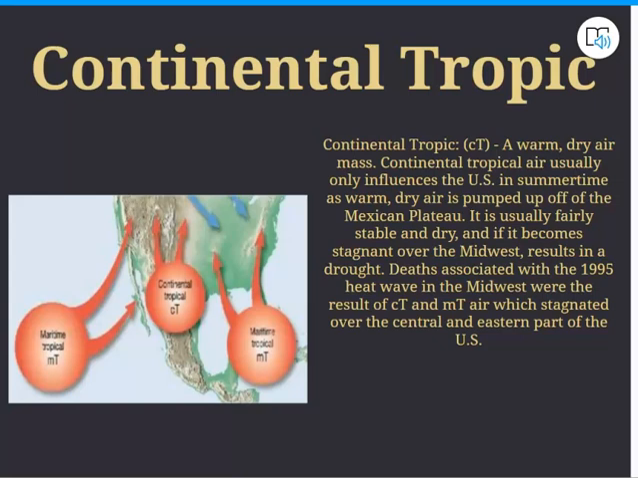Sometimes this warm, dry air hangs out in the Midwest for a long time, and they have droughts because there's no humidity in that, and it does not rain very much during that time. Continental tropic is warm, dry air.